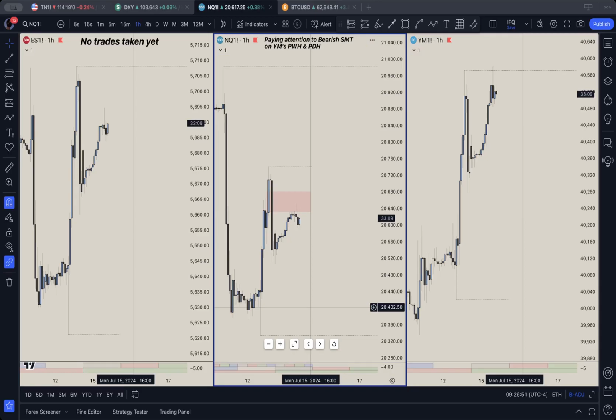Equities open in 3 minutes. Yeah, Donnie, that's the scary part, right? No, yeah, exactly right.